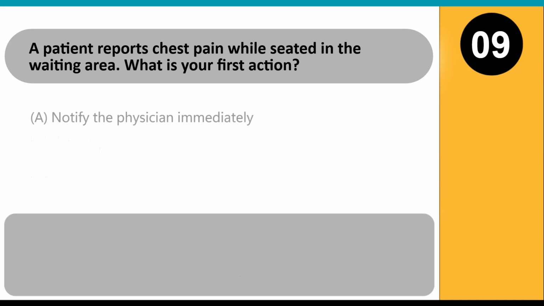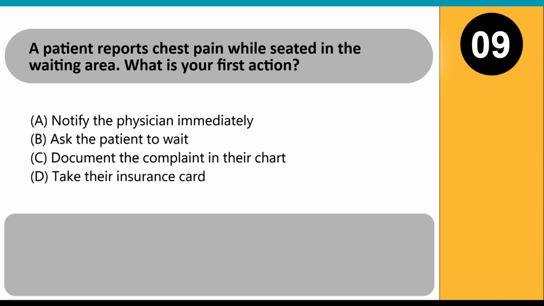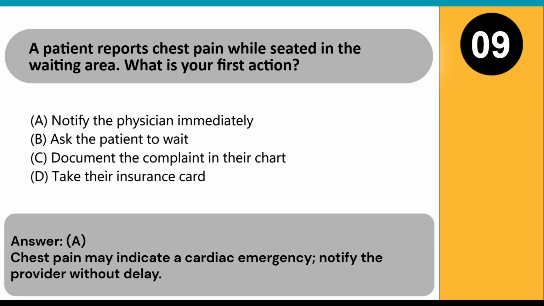A patient reports chest pain while seated in the waiting area. What is your first action? A. Notify the physician immediately. B. Ask the patient to wait. C. Document the complaint in their chart. D. Take their insurance card. Answer: A. Chest pain may indicate a cardiac emergency. Notify the provider without delay.